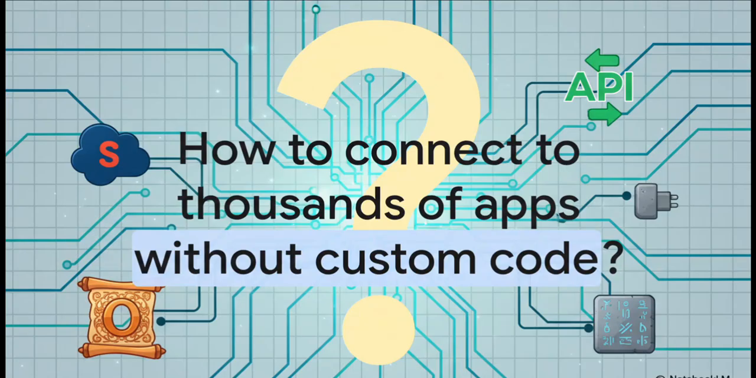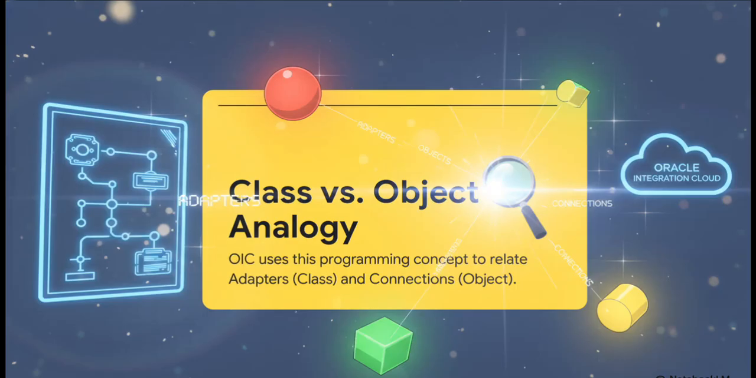So let's think about the big picture for a second. The whole point of an integration platform is to solve one massive headache, right? You've got Salesforce over here, Oracle ERP over there, some custom APIs, maybe an old school database. I mean, how on earth do you get them all to talk to each other without hiring a huge team to write custom, brittle code for every single link? It's a huge challenge. Well, the way OIC handles this is actually pretty genius.